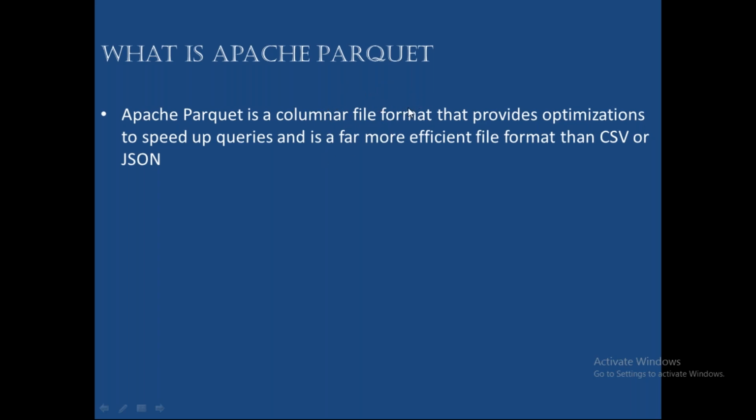What is meant by columnar file format is that your data will be stored on disk column-wise. I will show you with an example so that you will have more clarity. You will have a customer ID, customer name, and customer location, something like that. So on disk, this Parquet data will be stored as column-wise data. What exactly it means, you will see in the next slide.